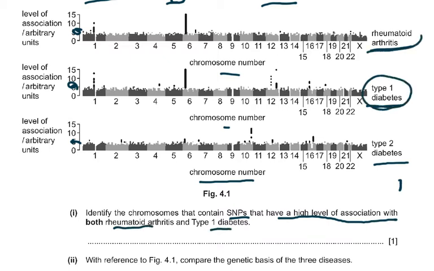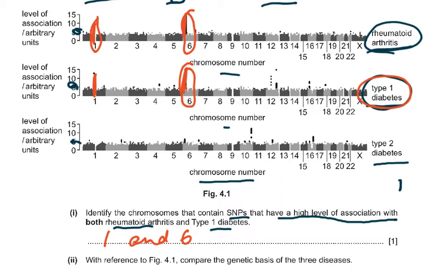So first you circle these, that you're going to look at. Then you look at the arbitrary units. How many here are more than 5? You can see this one is more than 5 here, and this one is more than 5 here. Here also this one is more than 5, and this one is more than 5. And we have to see these two. So the answer to this was 1 and 6. You can see this is the 6 here, this is the 1 here, and this is the 1 here. So 1 and 6 have a high level of association with both rheumatoid arthritis and type 1 diabetes.